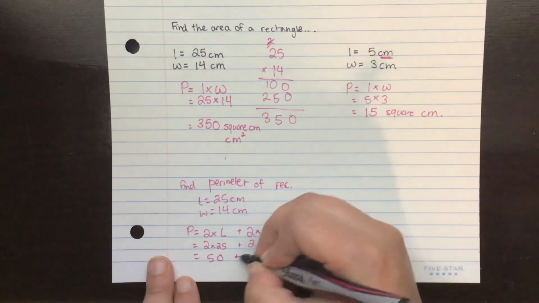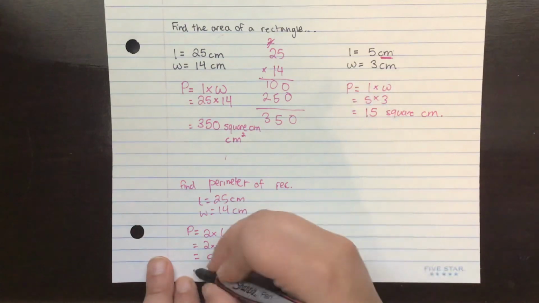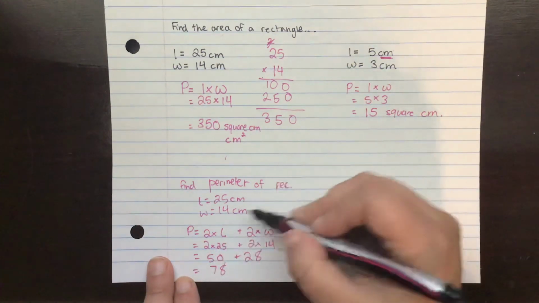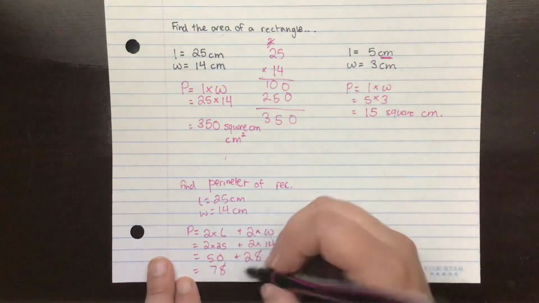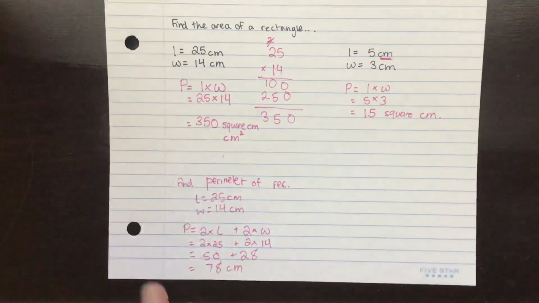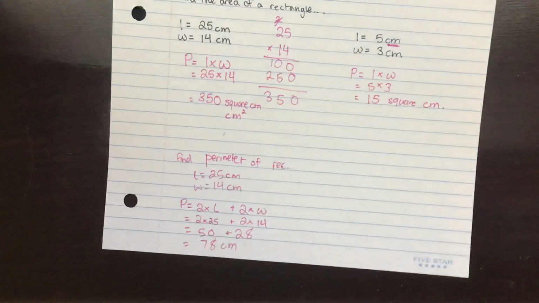So 50 plus 28 gives me 78, and when we're doing perimeter, the outside of the shape, we measure in regular centimeters, not square centimeters. So make sure not to confuse those two.